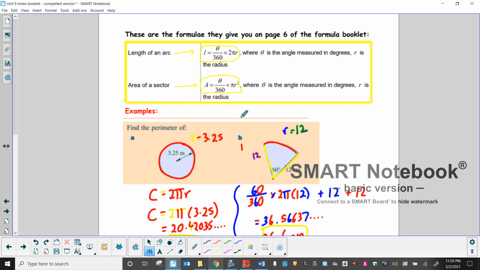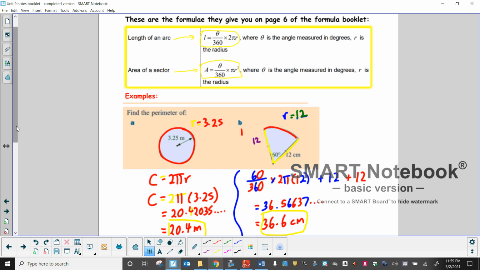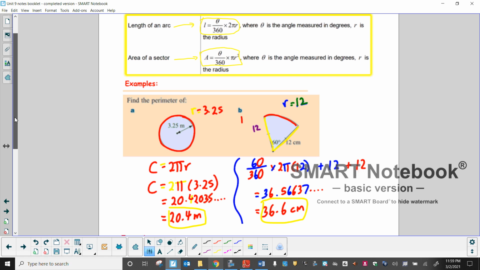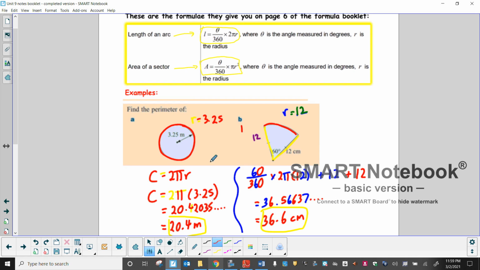Perfect. There are two formulas we're going to use. You don't need to memorize them, you just need to know where to find them in the booklet. There's a lot of formulas in the booklet, so you need to get really familiar with where they are in the booklet. If you don't have a copy of the formula booklet, make sure to get a copy from me, or from your teacher if I'm not your teacher.